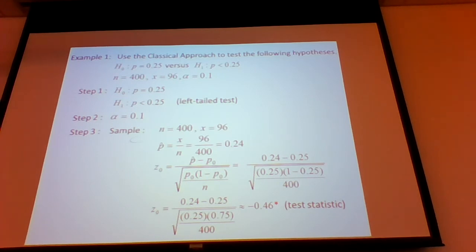That little red star means, just to let you know, that's a test statistic. That's just to denote it as a test statistic, to make it different from the one that we're doing with alpha.